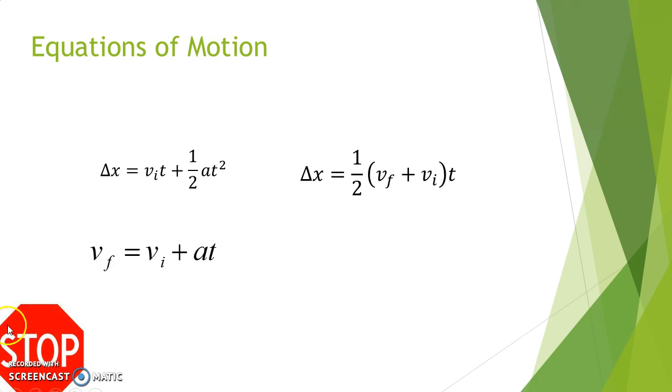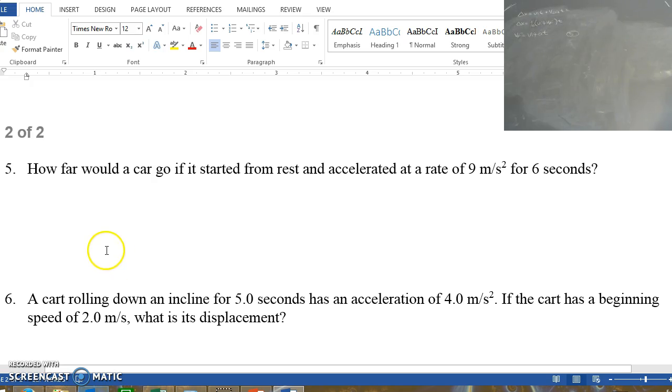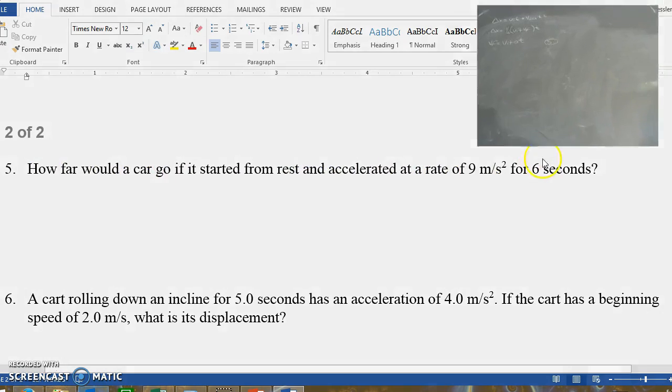I'm going to do number 5 on the attached worksheet to the notes. Okay, here is number 5. How far would a car go if started from rest and accelerated at a rate of 9 meters per second squared for 6 seconds? All right, let's pull this apart and see if we can find how far it would go.